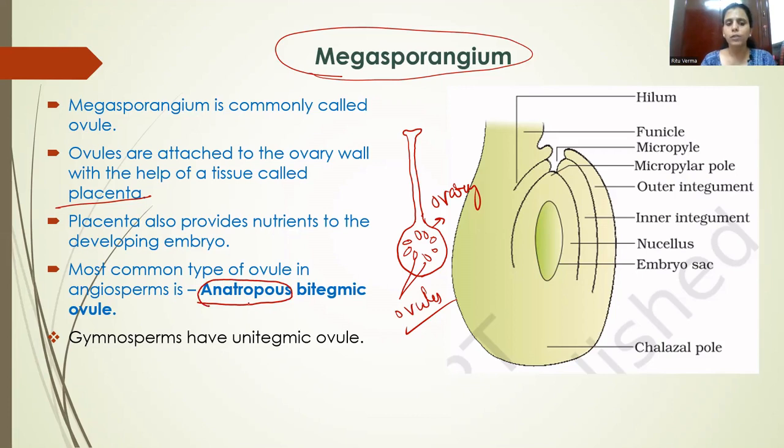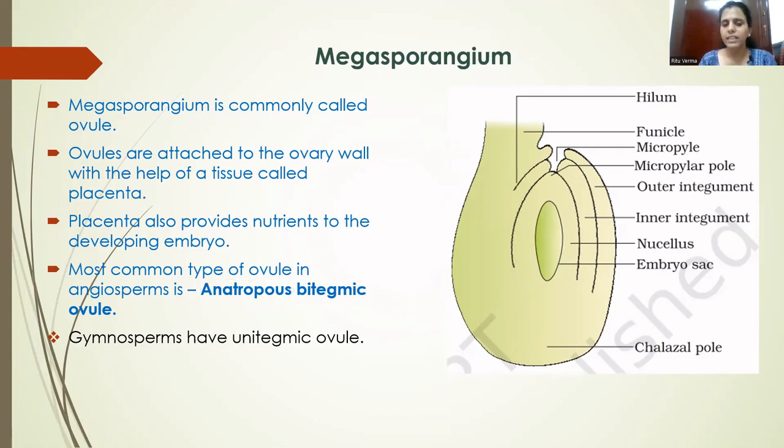So the anatropous ovule is the one which is present completely upside down. It takes a 180-degree turn. The meaning of this I will tell you a little later, after introducing a few parts of the ovule.